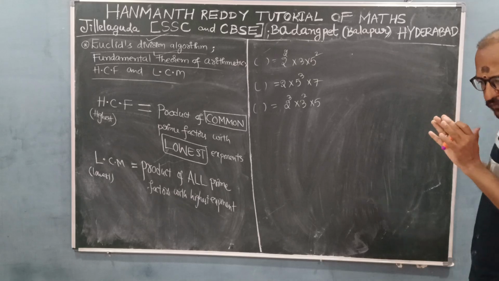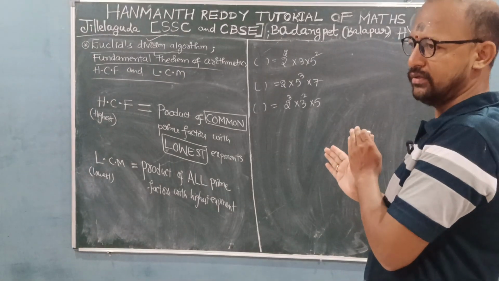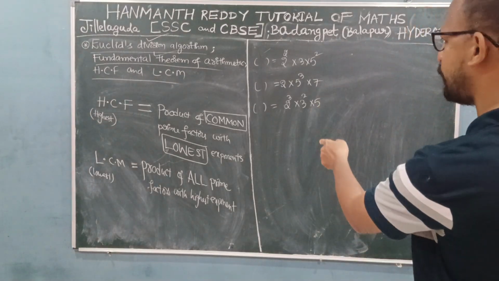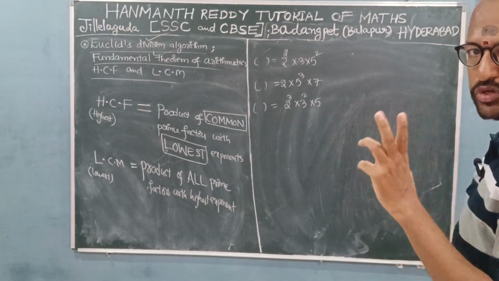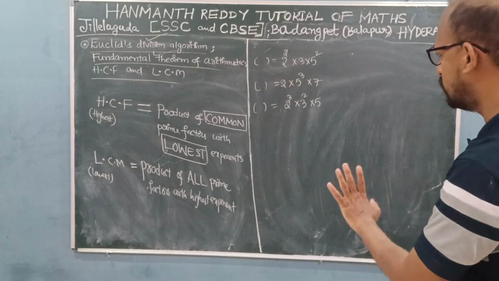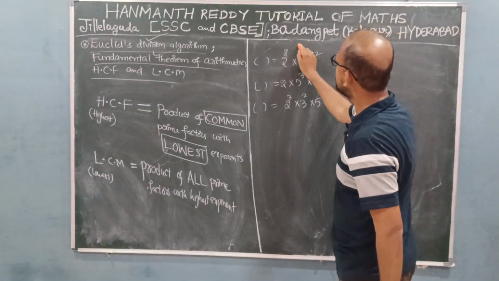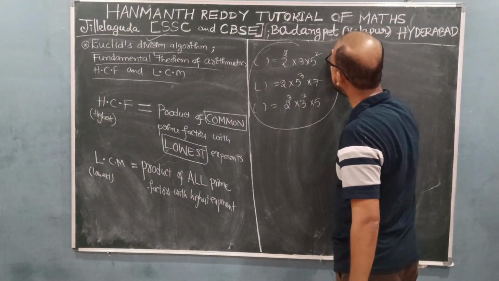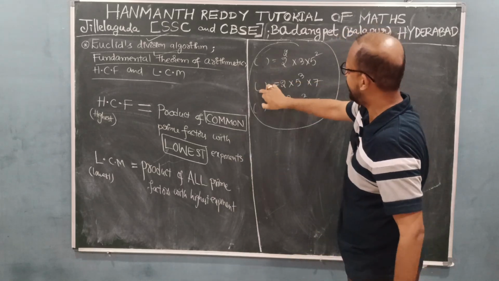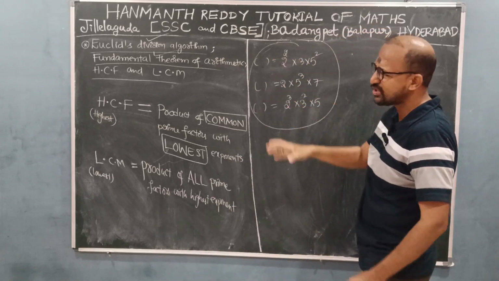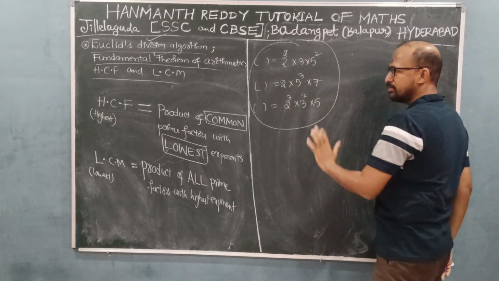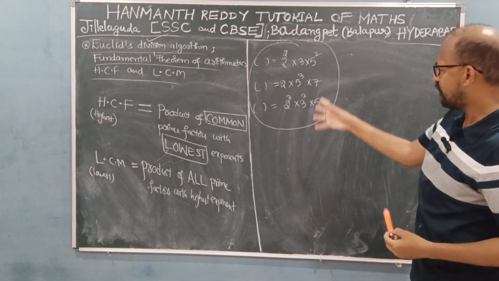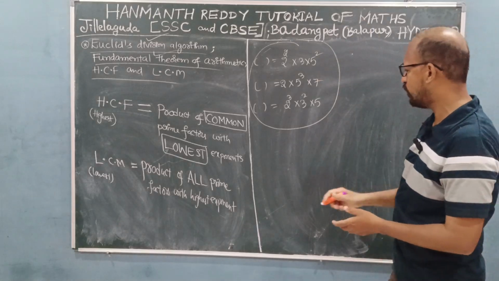Now please concentrate carefully. Please focus your mind on this problem. This is very important for a 2 mark question, a 100% sure question for CBSE and SSC both. For all these three numbers combined together, they gave the numbers expressed in the form of prime factors. So for all these three numbers, how do we find it?